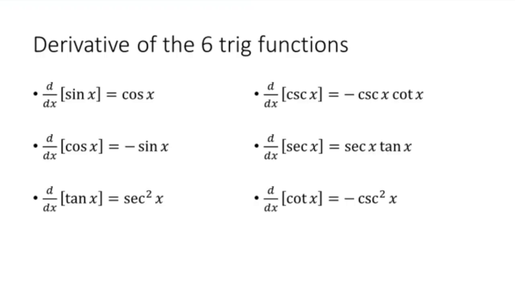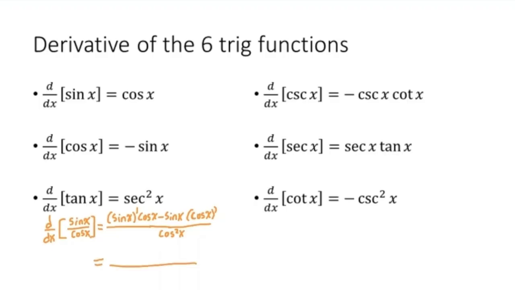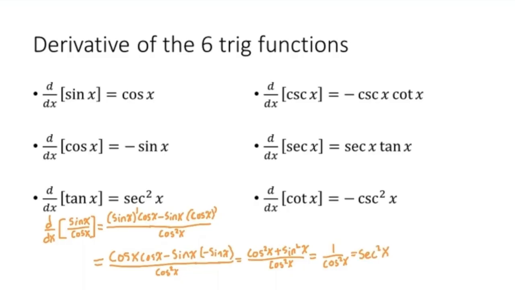As for tangent and cotangent, we can derive those using the quotient rule. Specifically for tangent, tangent of x is sine x over cosine x. So applying the quotient rule, we get sine prime of x times cosine of x minus sine of x times cosine prime of x, all over cosine squared of x. The derivative of sine x is cosine x, and the derivative of cosine x is negative sine x. If we clean up our numerator, it'll become cosine squared x plus sine squared x, which using the Pythagorean identity is 1. So our derivative of tangent x is 1 over cosine squared x, where if we use the reciprocal identity, we get that the derivative of tangent x is secant squared x.